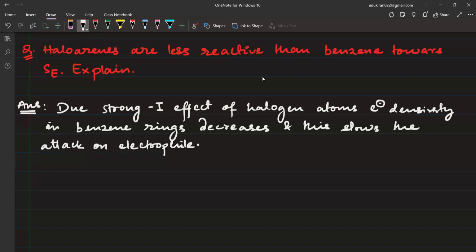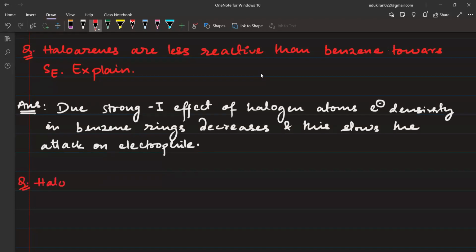Okay. Now, another question comes from this question only. You are saying haloarenes are less reactive, so they are deactivating groups. In 11th standard, you must have learned that deactivating, electron withdrawing groups give meta products. So why are haloarenes giving ortho and para products? Another question arises from here.